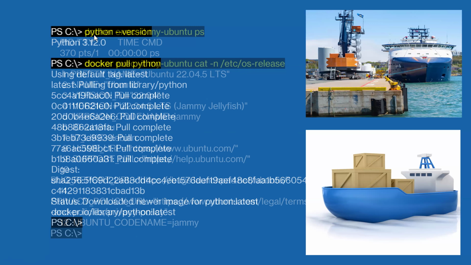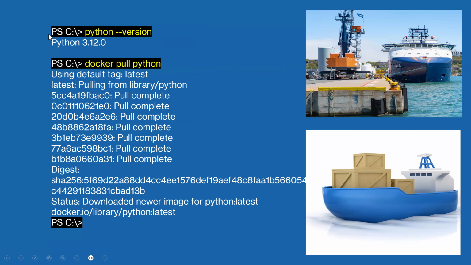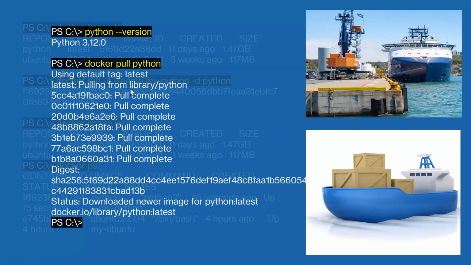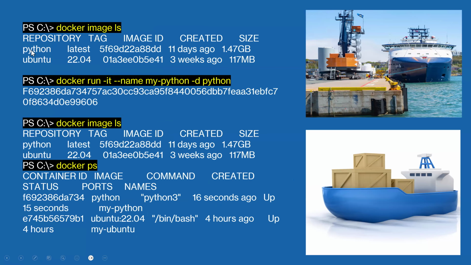And then here, python --version, this is from the PowerShell command. So if I want to see my version of Windows Python, I could say python --version or pip --version. It will show the Python or pip version. But if I say docker pull python, and I don't specify a version, it will just download the latest version that is there. So in this case, Python was downloaded.